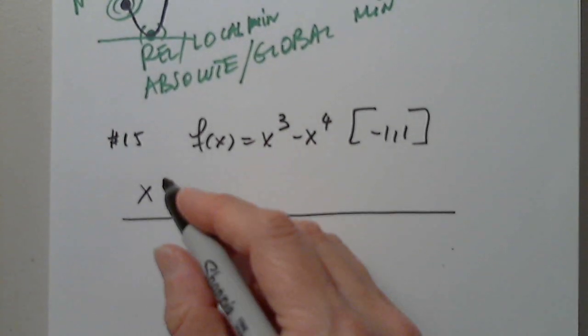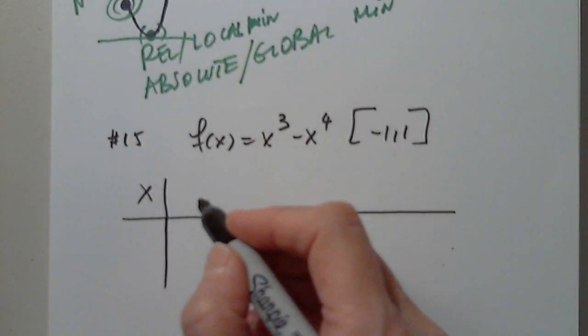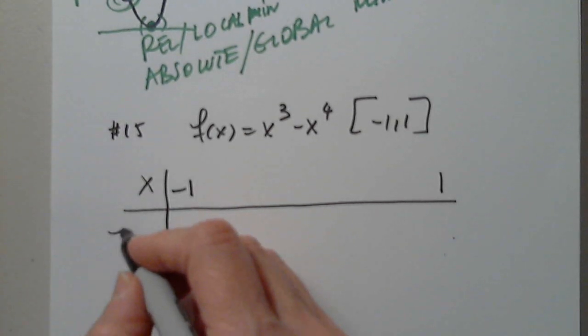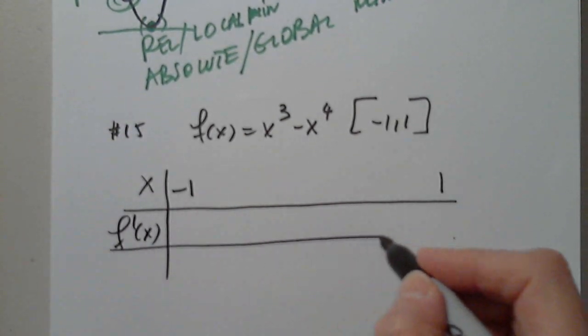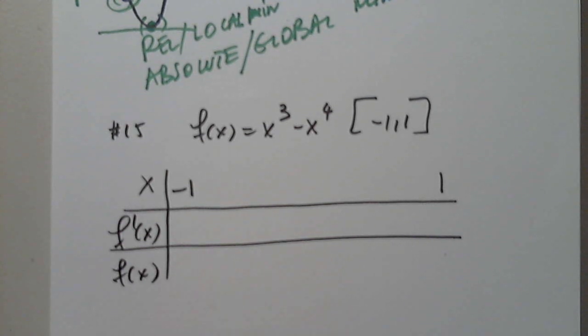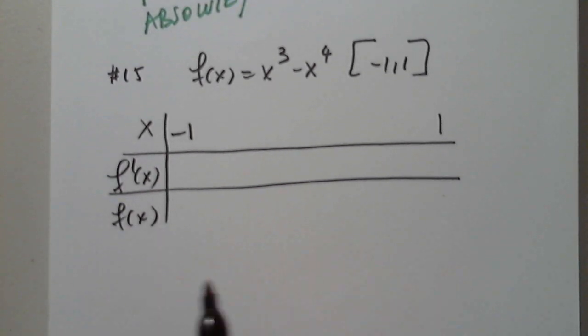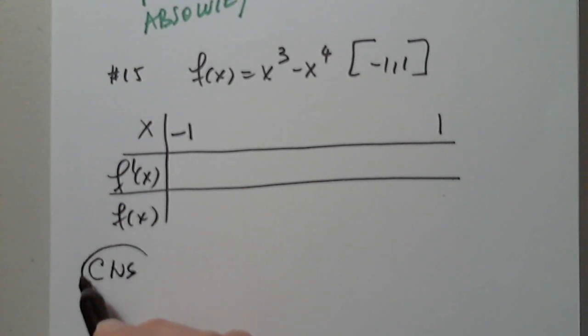The table from the very beginning, in which we only put -1 to 1 and nothing else. Of course, f prime of x, and of course, f of x. Like before, we have to find critical numbers. How do we find critical numbers for a function? What do I have to do to find the critical numbers for a function? What do I need to determine?